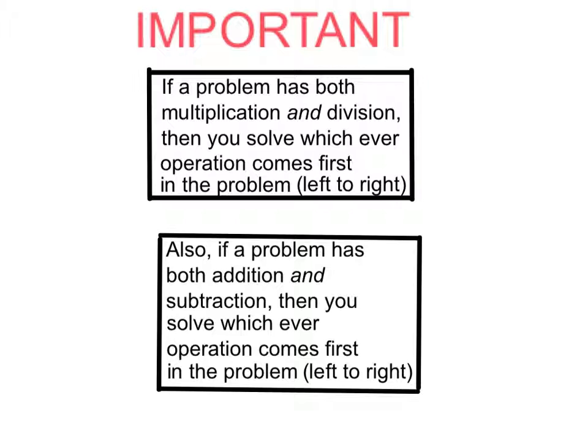Okay guys, something that's very important to remember is that if a problem has both multiplication and division, then you solve whichever operation comes first in the problem, or left to right. Also, if a problem has both addition and subtraction, then you solve whichever operation comes first in the problem, or from left to right. So it's not that hard to remember. Multiplication and division really go hand in hand, same with addition and subtraction, but you just have to remember that when you're doing equations that have both operations in the problem.